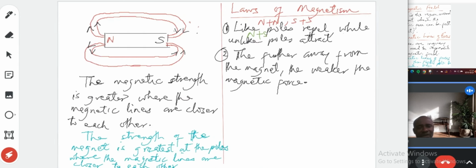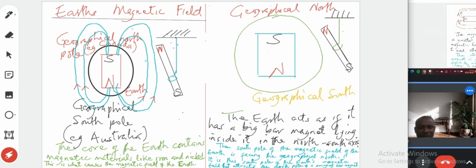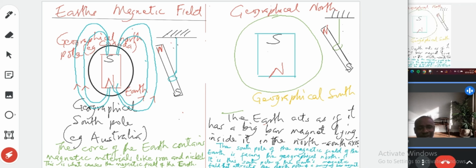Okay, so we said all that, and you meet me on page 3 again. I want to draw your attention to the fact that what is responsible for the magnetic field of the earth is the presence of magnetic materials like iron and nickel at the core of the earth. The center of the earth, you find magnetic materials, iron and nickel. So they created the magnetic field that we have around the earth.